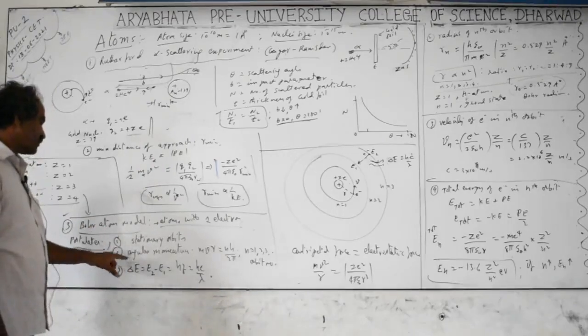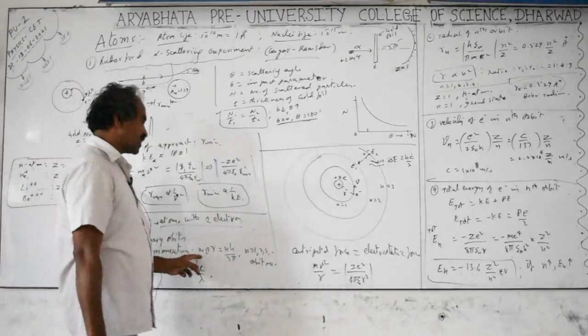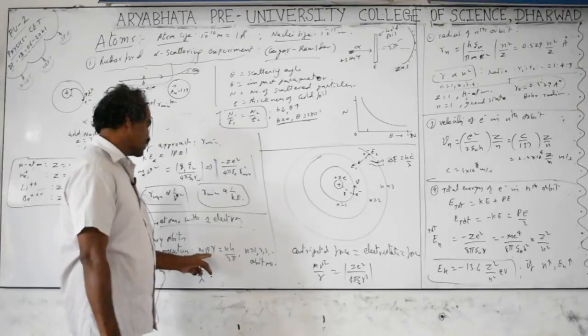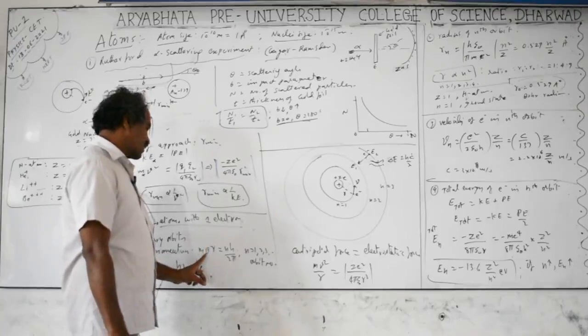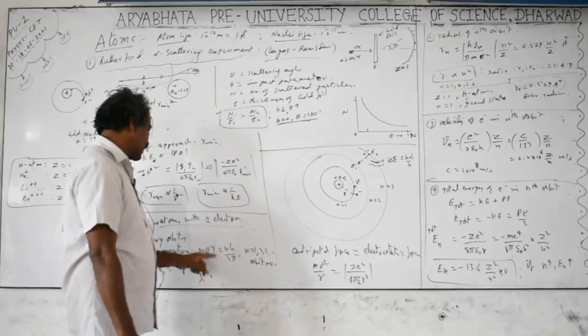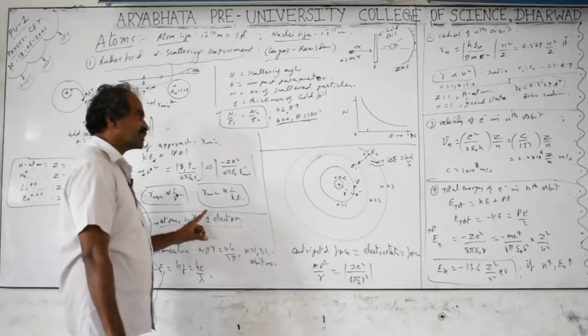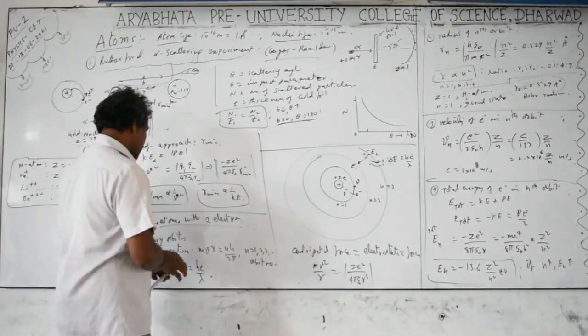Next, the second postulate is a more important one: the angular momentum of the electron in that orbit. Angular momentum is actually mvr sin theta. Theta is 90 degrees between the velocity and radius for circular motion. Therefore, sin theta is equal to 1 only. Take mvr equal to nh by 2 pi. This is the second law. According to the first law, stationary orbits are circular orbits, as he mentioned. So these are circular orbits.